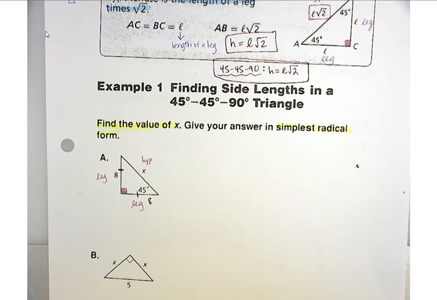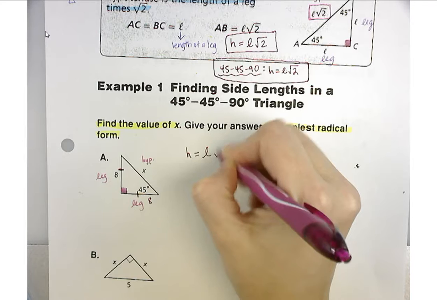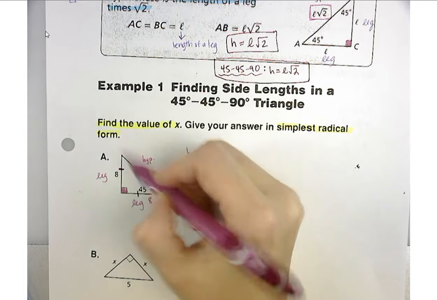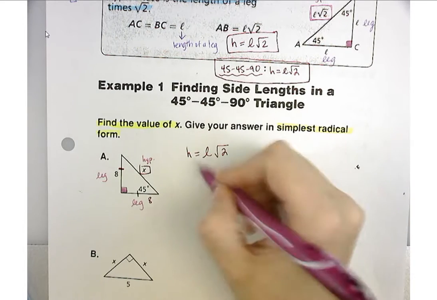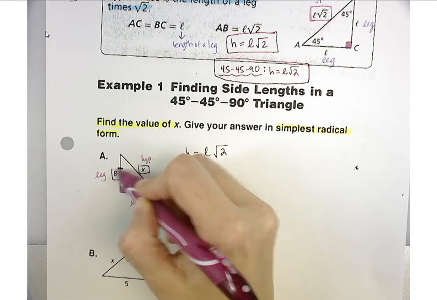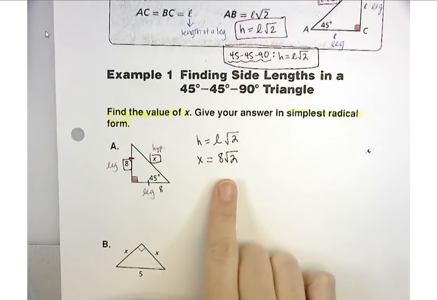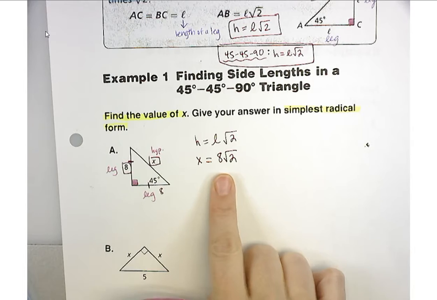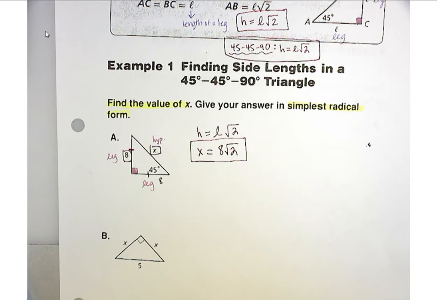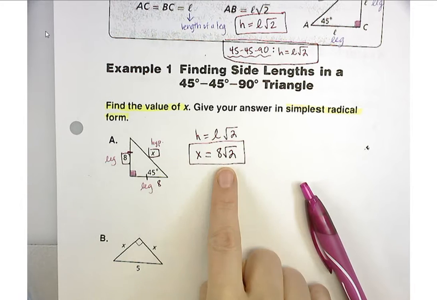So when you are solving, you're going to use h equals the length of the leg times root 2. In this case, our hypotenuse is x, so I'm going to go ahead and substitute that in for h. My L, my leg, is 8. And this is already solved. There's nothing to solve for here. X is already by itself. So if you're given the leg, you can find the hypotenuse very quickly. It's just the leg times the square root of 2. So 8 square root of 2.